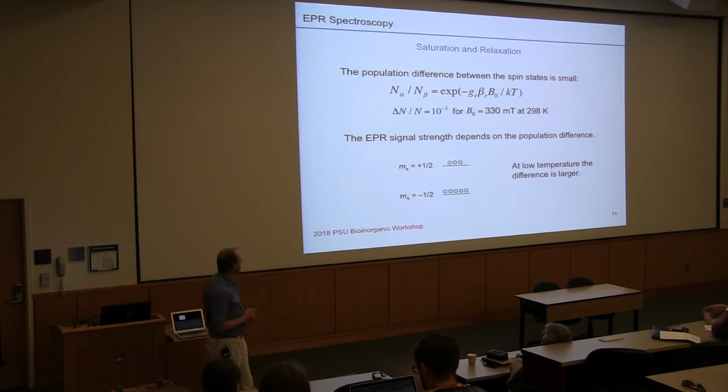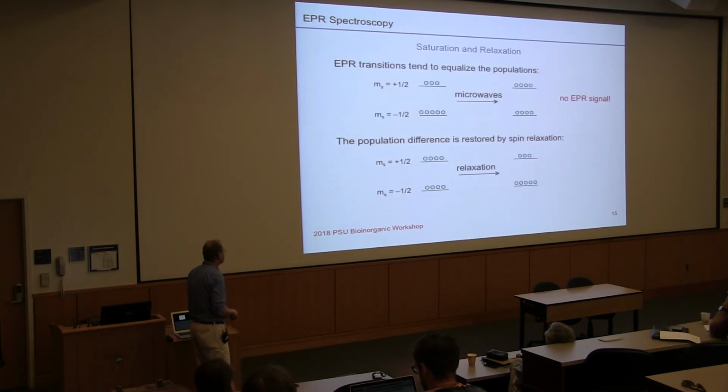So essentially we have a situation like this where we've got two levels which are almost equally populated, and we're going to try and then measure the absorption between them. So what you can see here though is that it depends on temperature, right, Boltzmann factor. So if we go to low temperature, this difference will get a little bit bigger. But in general, we still have this problem that the two levels are really similar in population, right?